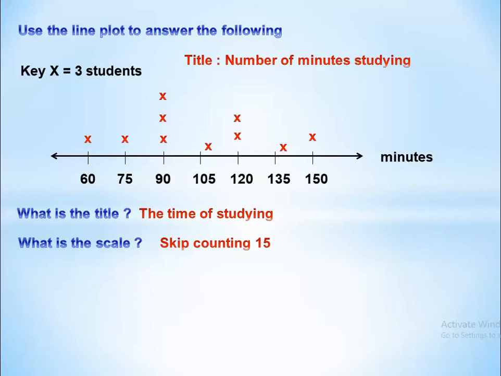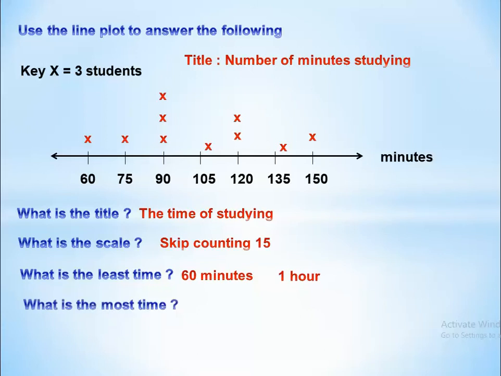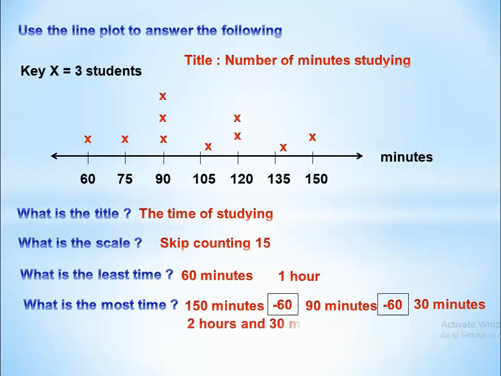Okay. What is the least time? Which one is the least time? 60 minutes, which is equal to how many hours? 1 hour. What is the most time? The most time is 150 minutes, which is minus 60, it will be 90, minus 60 again, it will be 30, so 2 hours and 30 minutes.